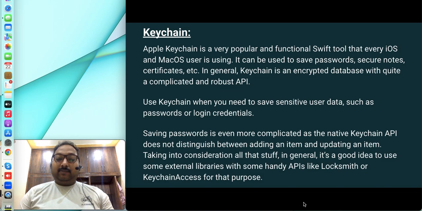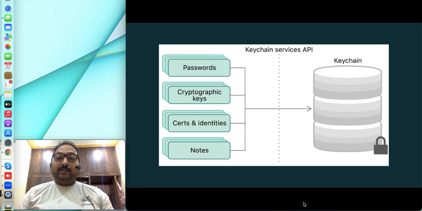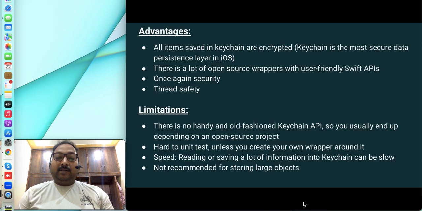Saving passwords is even more complicated as the native Keychain API does not distinguish between adding an item and updating an item. Taking into consideration all that, in general it's a good idea to use some external libraries with handy APIs, like Locksmith or Keychain Access, for that purpose. You can see in the image where the Keychain Services API works: passwords, cryptographic keys, certificates, and identities can be saved in Keychain. Advantages: all items saved in Keychain are encrypted.